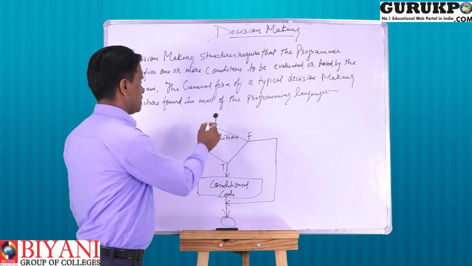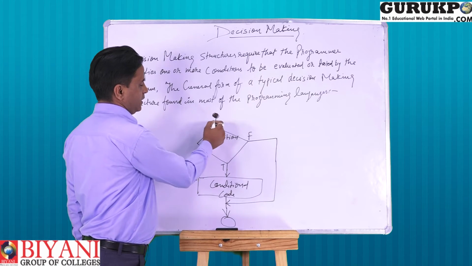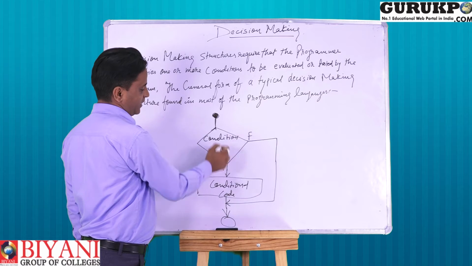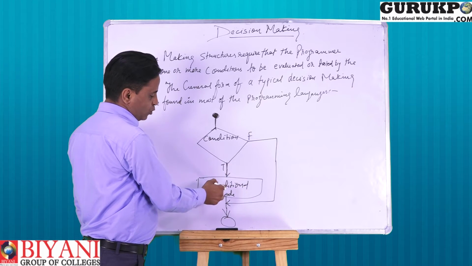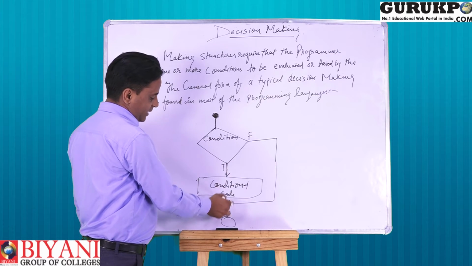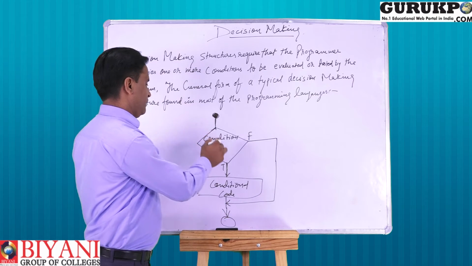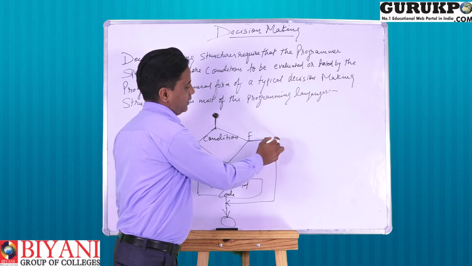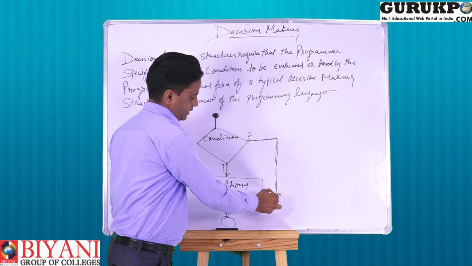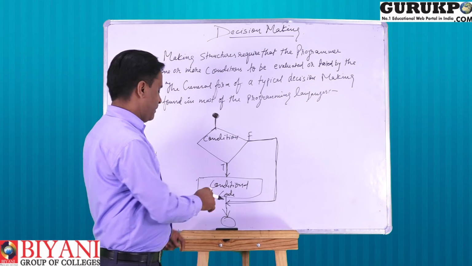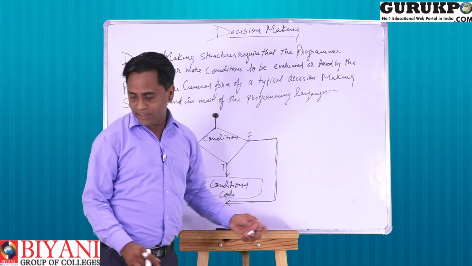First of all, we have to start, then check the condition. If the condition is true, then we go to the conditional code and execute it directly. If the condition is false, then we execute the other code. Let me give another example.